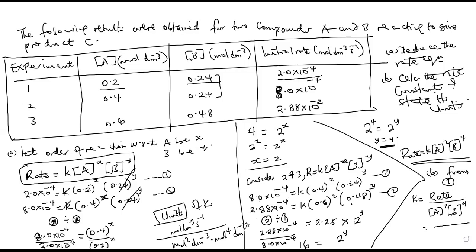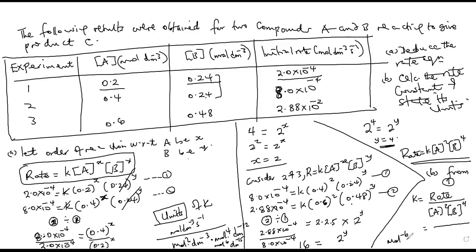So when you work on these units here, this is moles square. So it will be moles power 6. Down we have moles power 6, then decimeter power negative 15. So when these units move up, moles power 6, decimeter power negative 15, when they move up, it will be moles power negative 6.